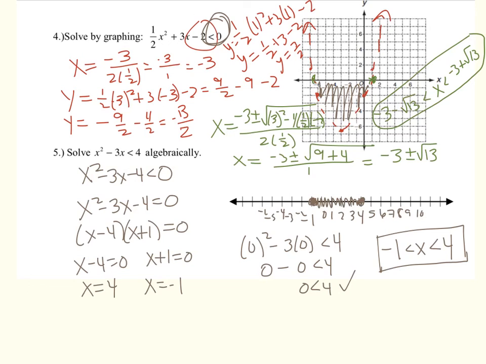So if we give you a quadratic inequality in one variable, you get to decide, do you want to solve it with a table? Do you want to graph it? Or do you want to solve it algebraically and use a number line to test and see which direction your signs should go? All three will work all the time. You get to pick which one is your favorite. Unless, of course, we ask you for a specific solution method on an assessment.